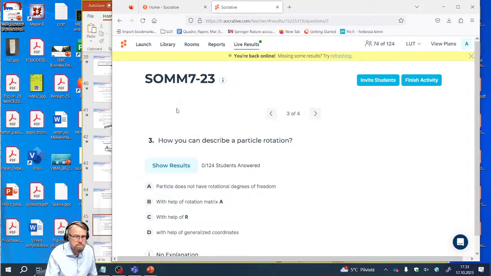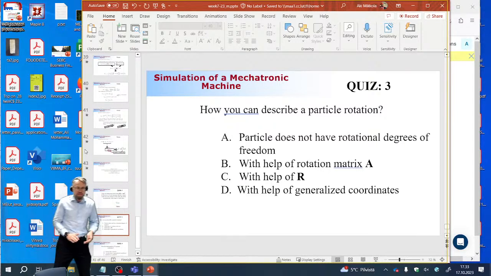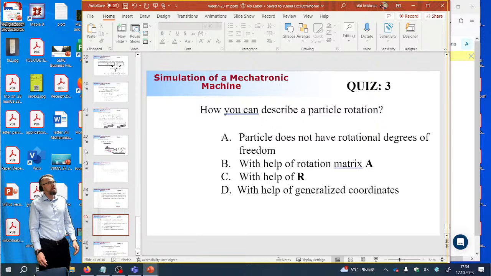Next. Okay, so I'm asking this. How can you describe a particle rotation? First option is that this is nonsense: a particle does not have rotational degrees of freedom. B, with the help of a rotation matrix. A, with the help of vector R. With the help of generalized coordinates.